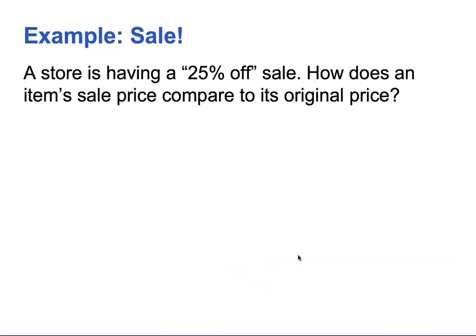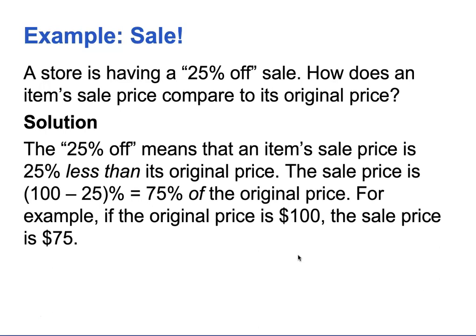All right. In this example, they're talking about a sale. A store is having 25% off sale. How does an item's sale price compare to its original price? 25% off means that the item is going to be 25% less than the original price. So you would use the formula of the 100 minus the p, which is 25. So it's 75% of the original price. For example, if the original price was $100, and since you get 25% off of that, the sale price is going to be $75.